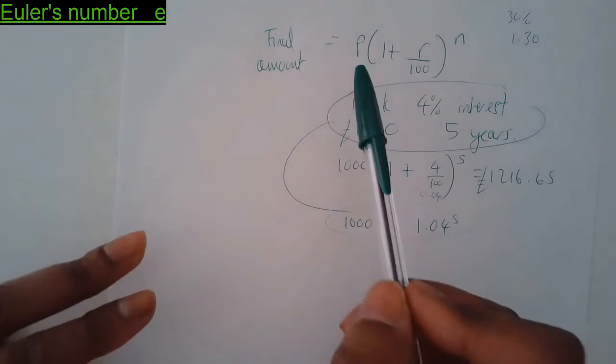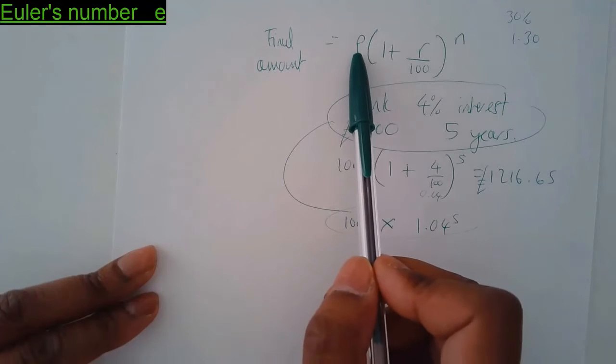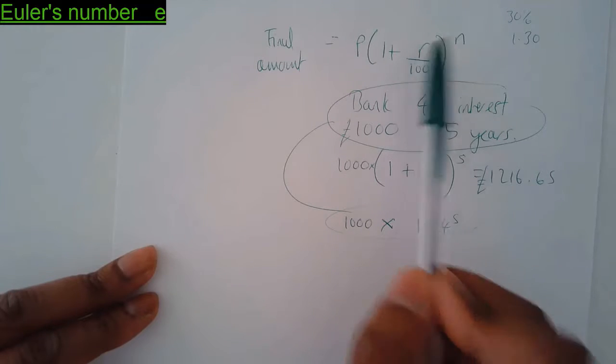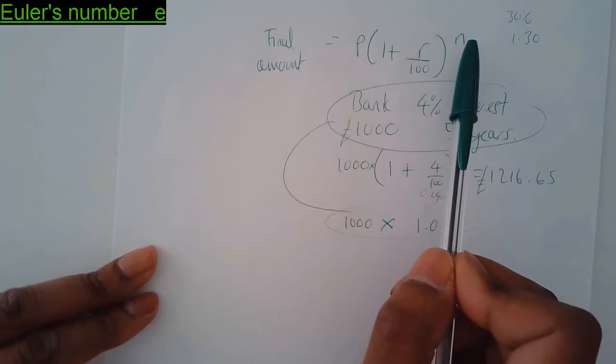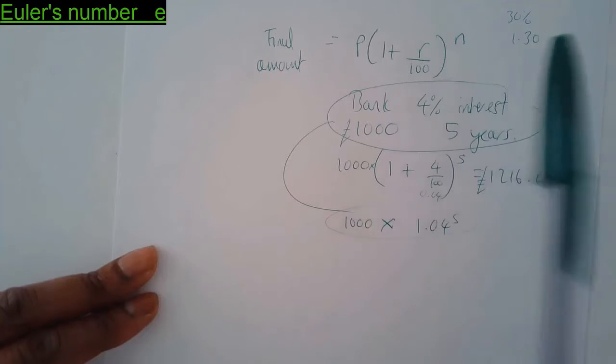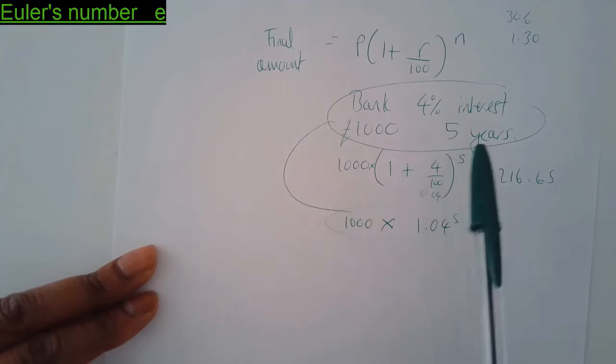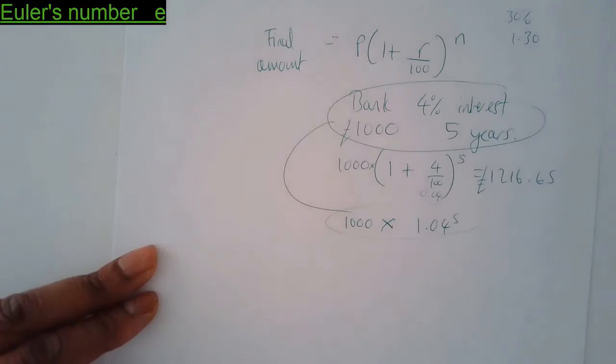Right. The P stands for principal amount. It's what you start off with. R is the interest, and N is the number of times you'll be paid that interest. And in this case, I did it every 5 years.